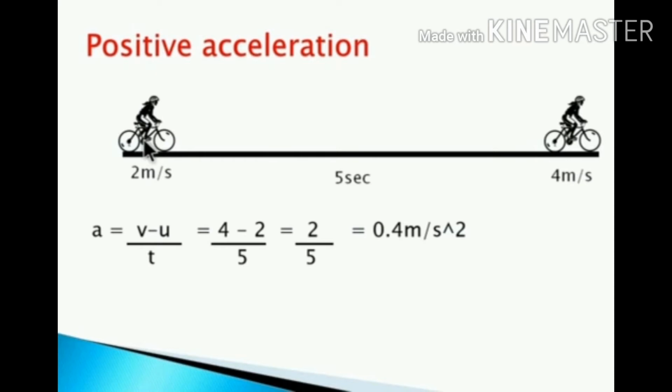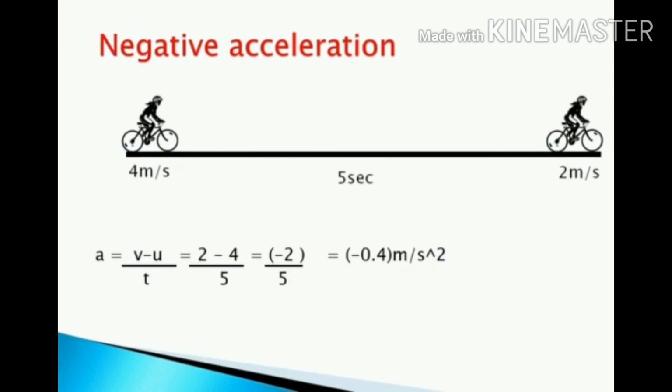So final velocity was around 4 meter per second. Initial velocity was 2 meter per second. So if you subtract it, you will get 4 minus 2 divided by 5. So 2 by 5, which means 0.4 meter per second square. The answer might be a decimal, but it gives us a hint that it came out positive. So that's the actual definition of positive acceleration. It means after the change, if you calculate, you will see there was a positive change.